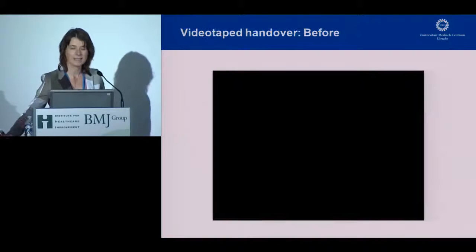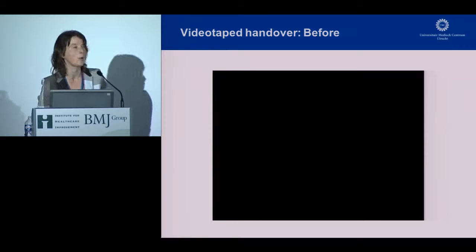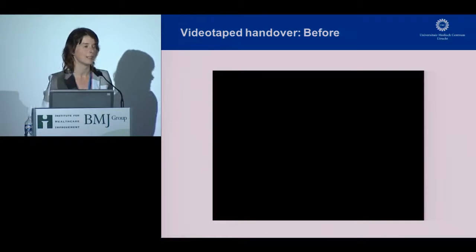Well, next, I would like to show you two short video clips. One before and one after the video reflexive method. And the video clips show a handover from post-cardiothoracic surgery in a pediatric setting. Of course, the language isn't Dutch, so probably most of you won't understand it. But I would like you not to focus on what is being said, but on how the handover practice is being changed.